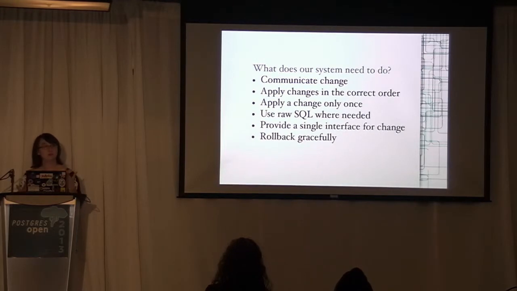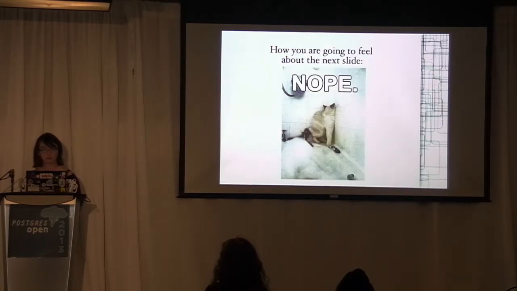Again, what does the actual migration system need to do? It needs to communicate change. It needs to apply the changes in the right order. It needs to apply the change only once, which is a funny thing that some systems aren't capable of doing. It needs to use raw SQL where it's needed. When I'm making a check constraint change, I don't want to try to use the ORM to construct that. It needs to provide just a single interface for the change, and it needs to be able to roll back gracefully. Postgres is really great because we've got transactional DDL, so that's pretty straightforward.